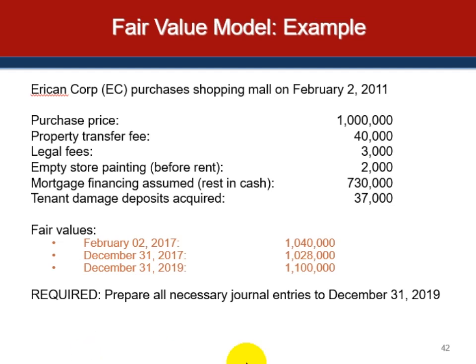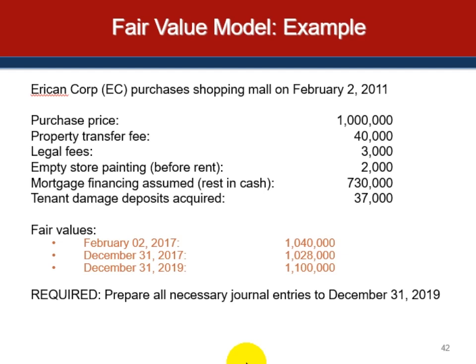So here's an example. Arakan Corporation purchased a shopping mall on February the 2nd, 2011. And so the purchase price was $1 million. It cost us $40,000 to transfer it, plus $3,000 of legal fees. We had to paint some stores, and we arranged mortgage financing, and we acquired some damaged deposits. And the fair values are listed as $1,040,000 on February the 2nd, 2017, which is 6 years later, and December 31st, 2017, $1,028,000, and December 31st, 2019, $1,001,000.